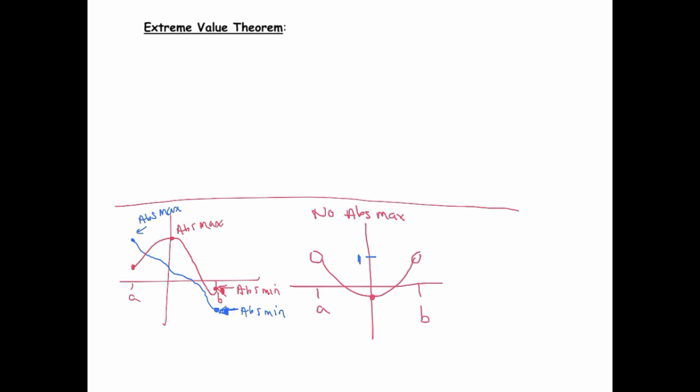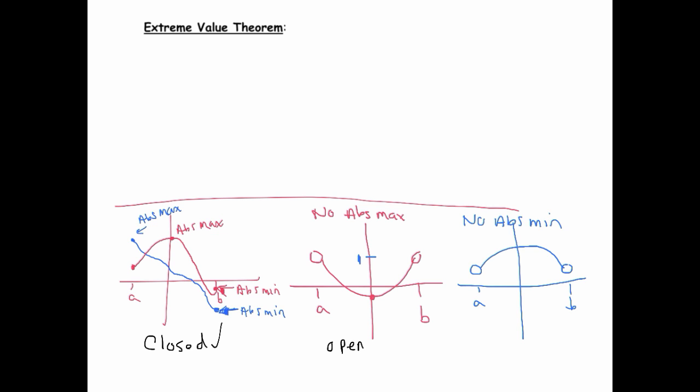Similarly, I could draw a graph that looks like this, and for similar reasons, it would have no absolute min. So it is important that your graph is defined on a closed interval, right? These are continuous on open intervals, so the extreme value theorem doesn't apply.